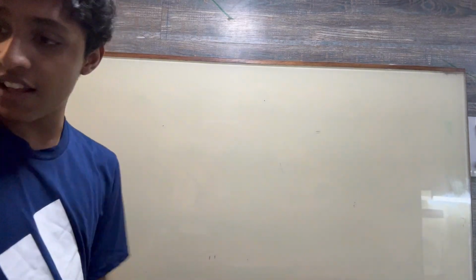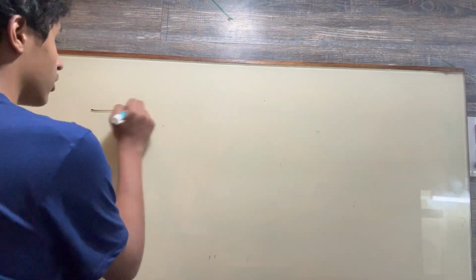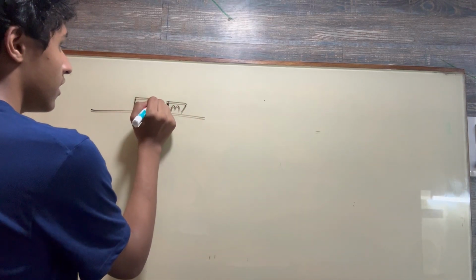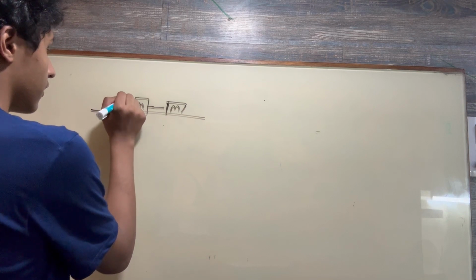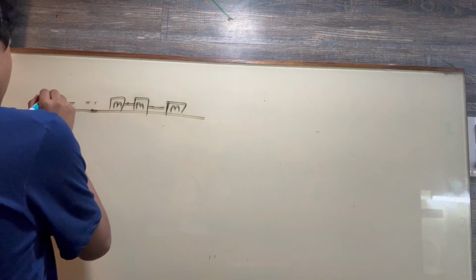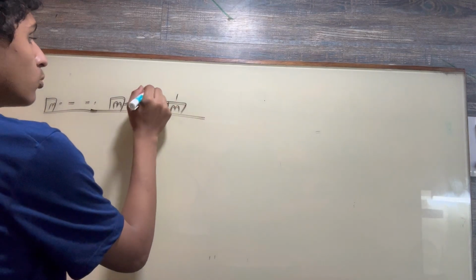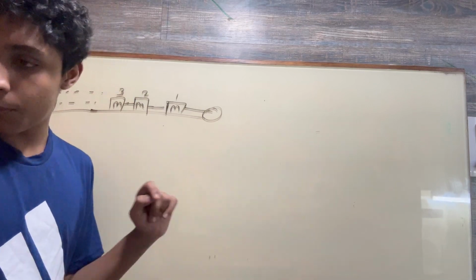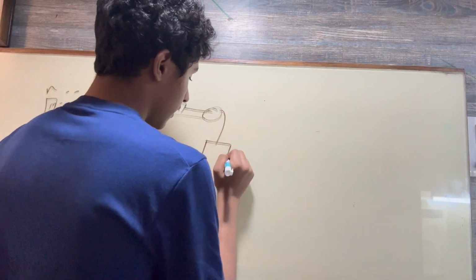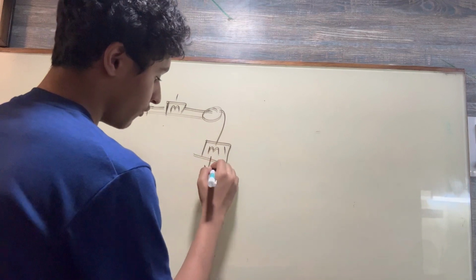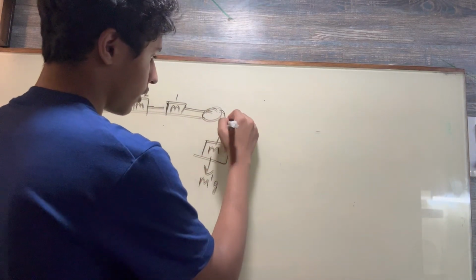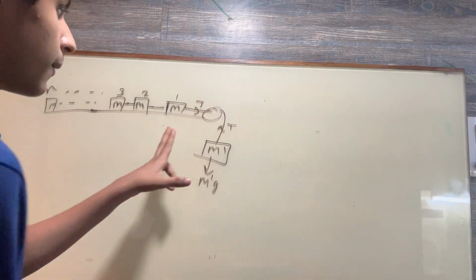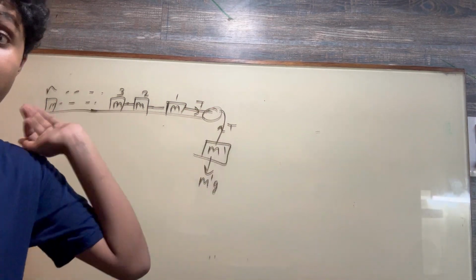So now let me draw the diagram. I have one mass m connected to another mass m, connected to another mass m, and so on till n. So we have 1 mass, 2 mass, 3 mass, up to n mass, connected to a pulley here, and there is one m dash here, whose weight is downwards, and tension. Now you might be wondering, on this side tension will be applied in this direction, right? Because tension will always be away from the body.